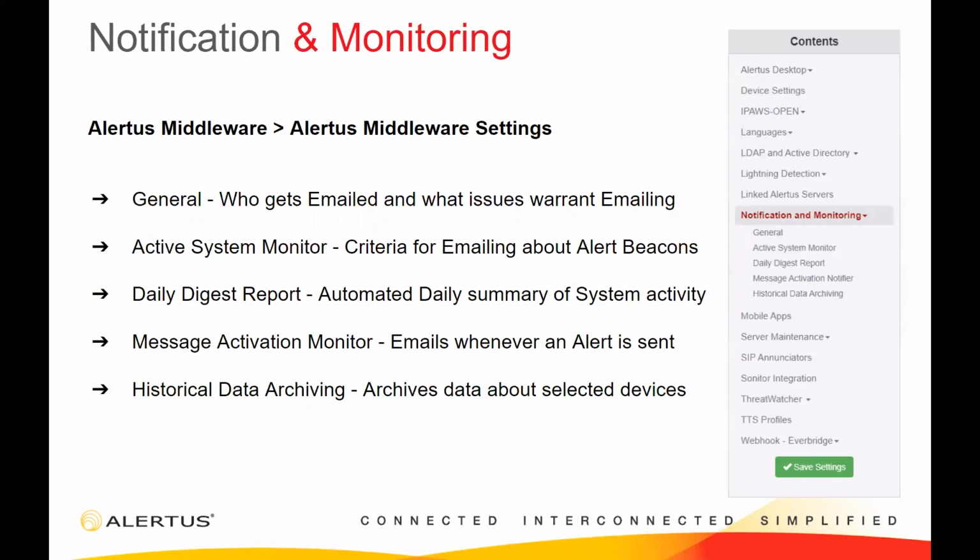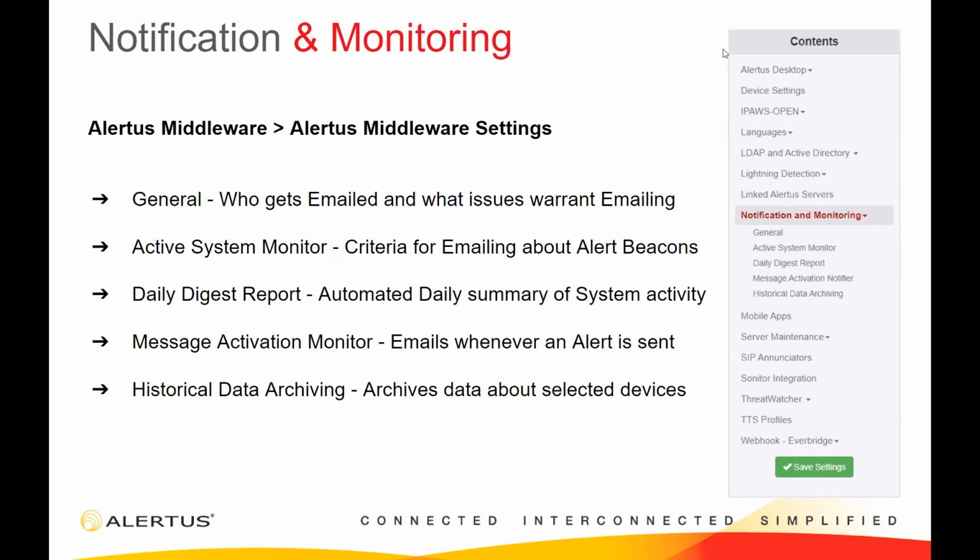Okay, next up is server messaging about notification and monitoring. This is found in the Alertus middleware settings. In these settings, you can customize the conditions under which the Alertus server software will automatically email you. This can range from a daily check-in that summarizes the server activity, to being as granular as sending an email for every dedicated issue and every time an alert is sent. Once you have configured the criteria for automated notification, you can confirm that emails are sent and received properly.